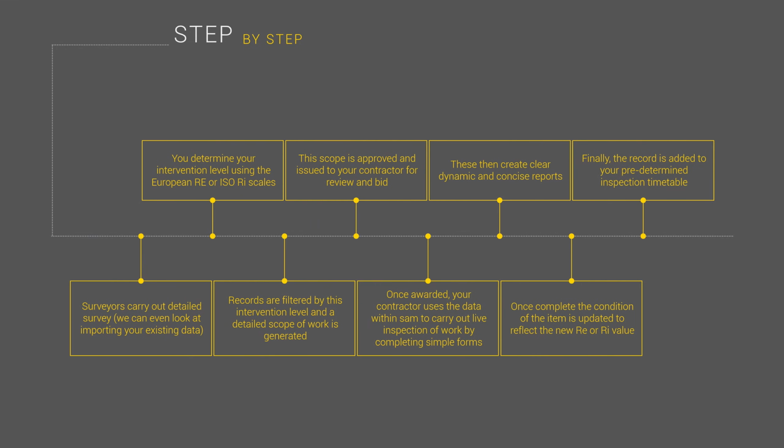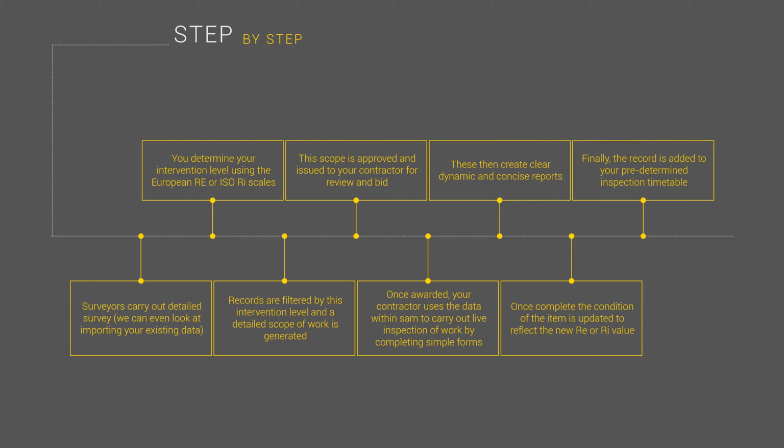Let's go through the process step by step. First, your surveyors carry out a detailed survey, and we can even look at importing your existing data. Then, you determine your intervention level using the European RE or the ISO RI scales. Records are filtered by this intervention level and a detailed scope of work is generated. This scope is approved and issued to your contractor for review and bidding.